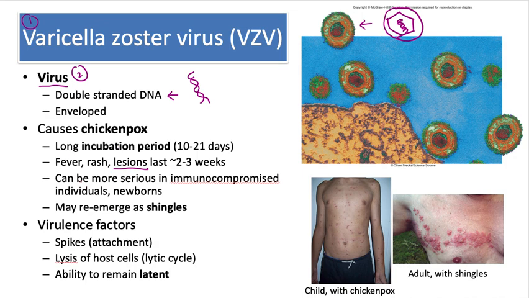Chickenpox has a very long incubation period compared to many other viruses, which means that after 2 to 3 weeks, you may come down with chickenpox after being initially exposed to it. Chickenpox is not that serious in children, but it can be much more serious in older adults, immunocompromised individuals, or newborns. It also can reemerge later in life as shingles, which can be very, very painful.